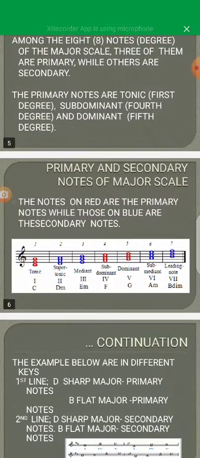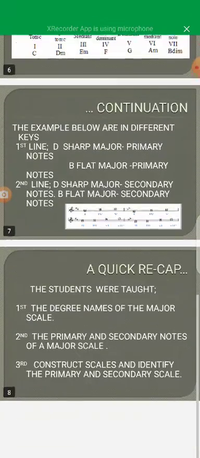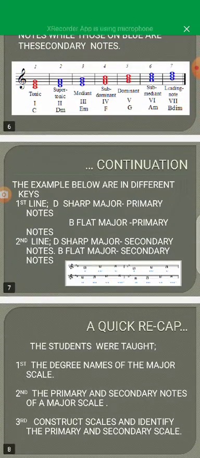You know this is the scale. Primary and secondary notes of a major scale. This is the scale. Now you know the primary and the secondary notes of the scale.